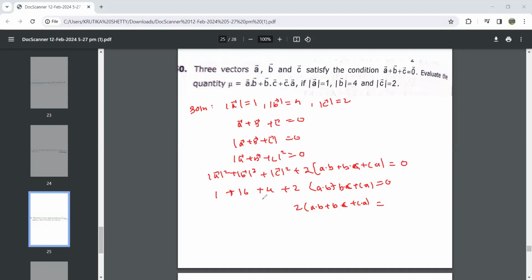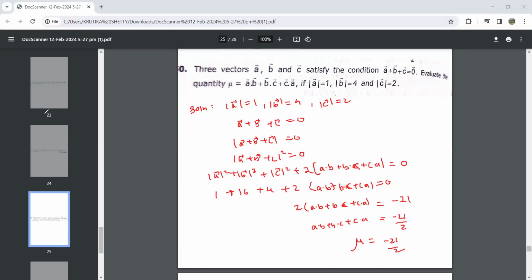So 1 plus 16 plus 4 is 21, so this will be minus 21. Then on simplifying, we get A dot B plus B dot C plus C dot A is equal to minus 21 upon 2, so mu is equal to minus 21 upon 2. We have discussed both questions, which are similar. Practice some more questions of this type.